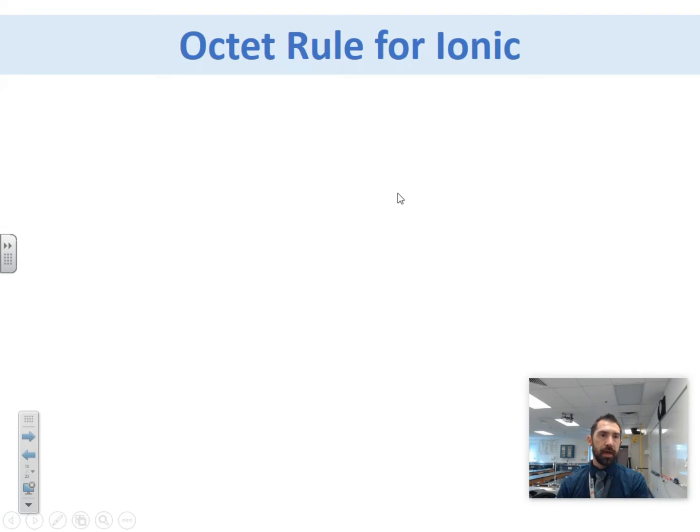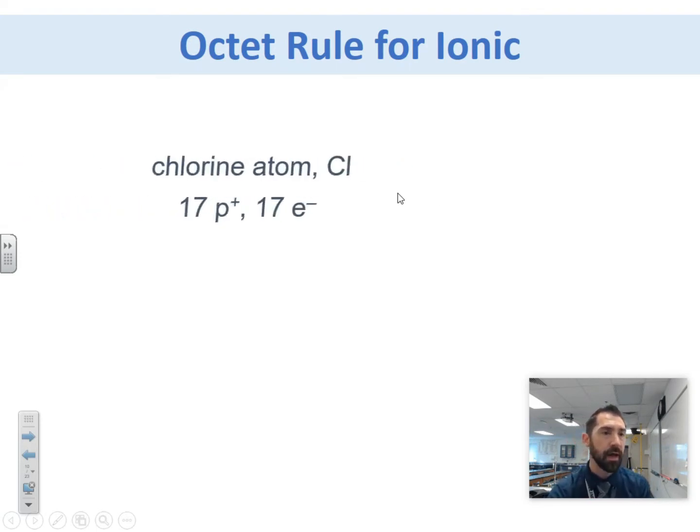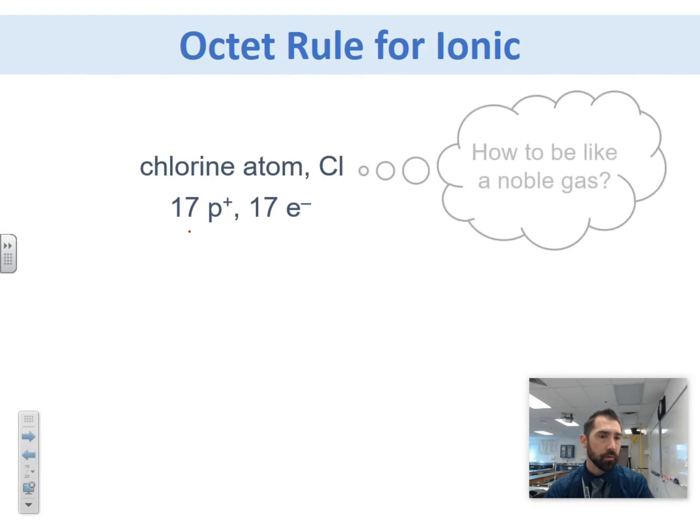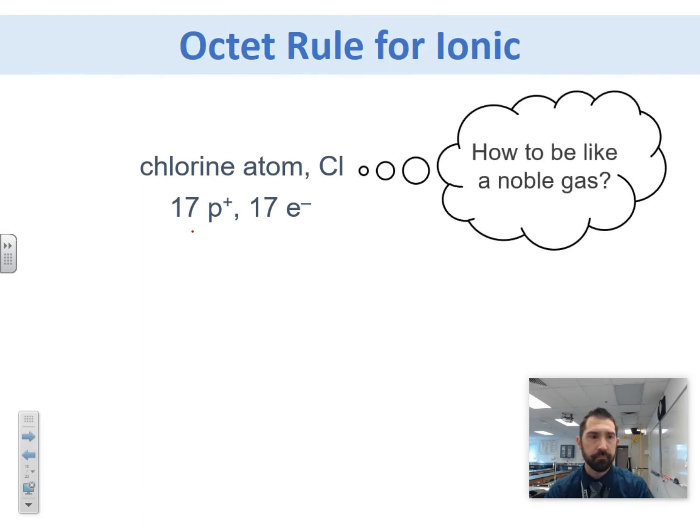So then what would this octet idea look like for ionic bonds and compounds? If we look at chlorine, it has 17 protons and 17 electrons for a neutral chlorine. And chlorine's wondering, well, how can I be like a noble gas? Because I'm not right now. If you think about its configuration, notice the outermost energy level is 3. 2 plus 5, this has 7 valence electrons. It wants 8. It is 1 away.